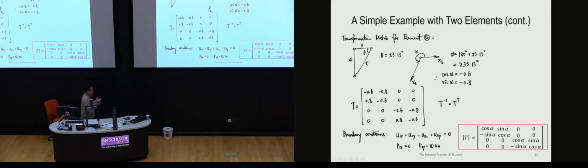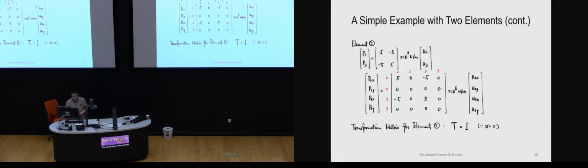Okay? And then you calculate the cosine alpha and sine alpha, and then you apply these into the transformation matrix. So you have this transformation matrix. Right? Okay. Now, you are able to turn this K into the element stiffness matrix, that means KG, in the global coordinate system. Right?